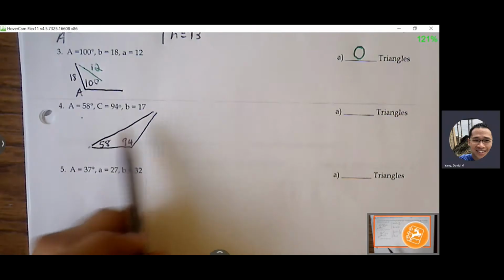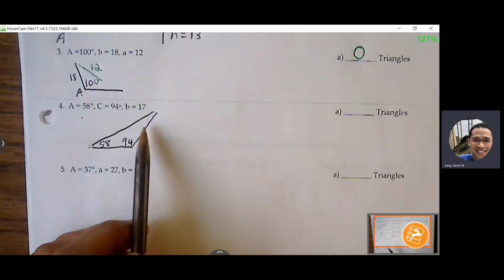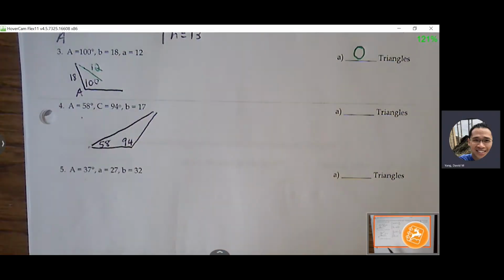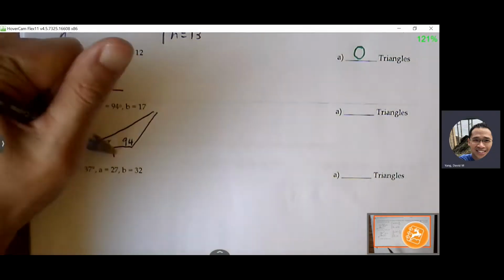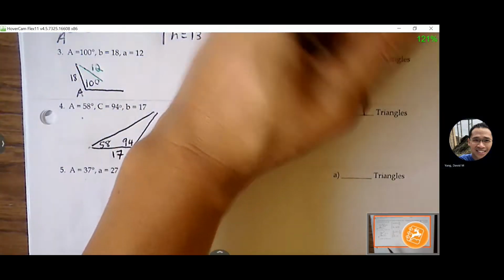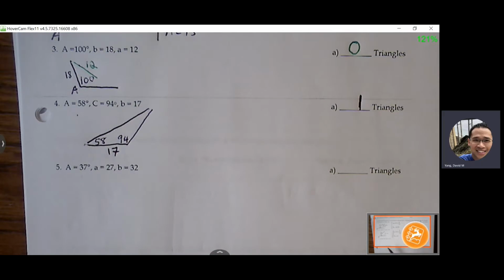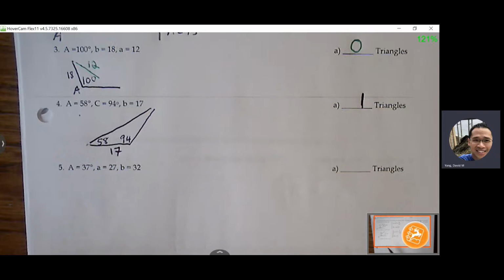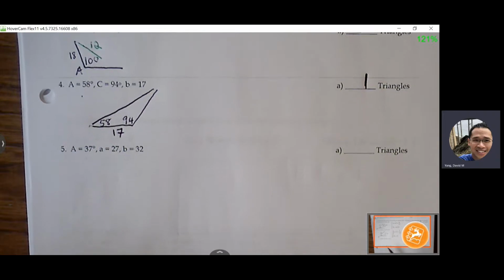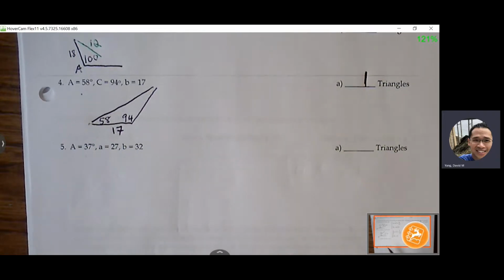There's no hanging side here. These 2 angles set this triangle up to be just 1. Right now we're not going to be solving. We'll do that on the back page, but right now, just the first page, we just want to set it up and determine, is it 0, 1, or 2 triangles?